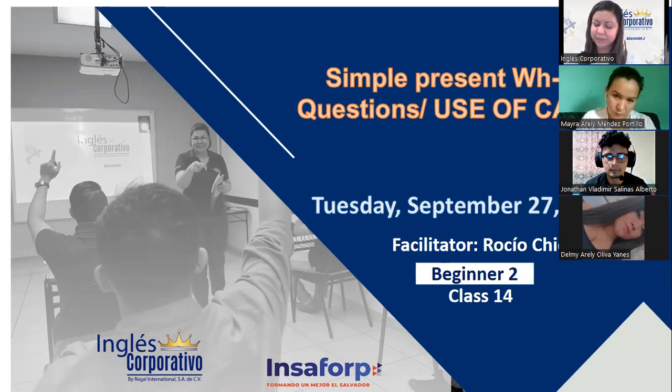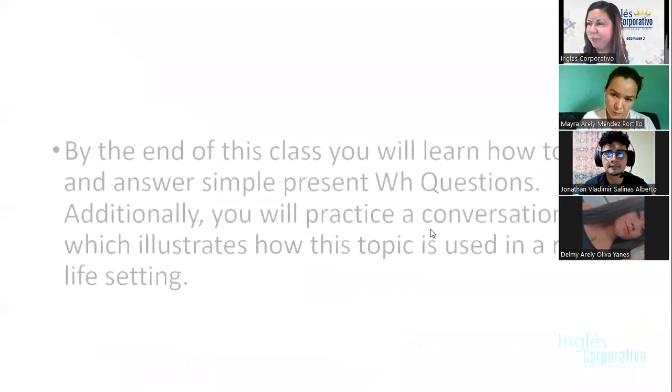Today is Tuesday, September 27, 2022. We almost finished this month, the month of the donuts. Just kidding. Okay, so let's see what we have prepared for today.